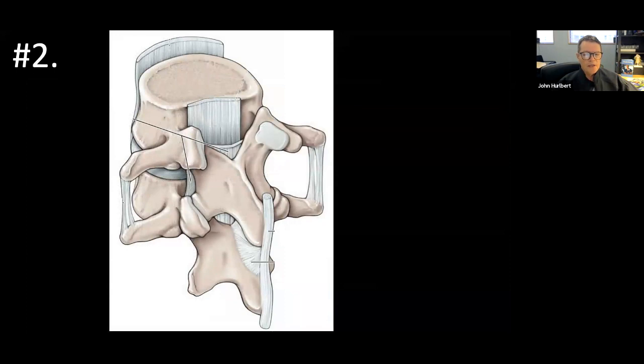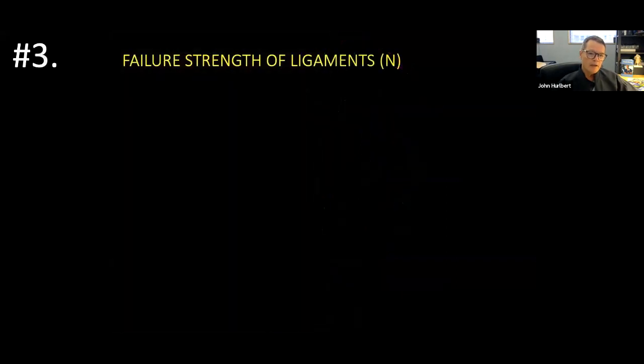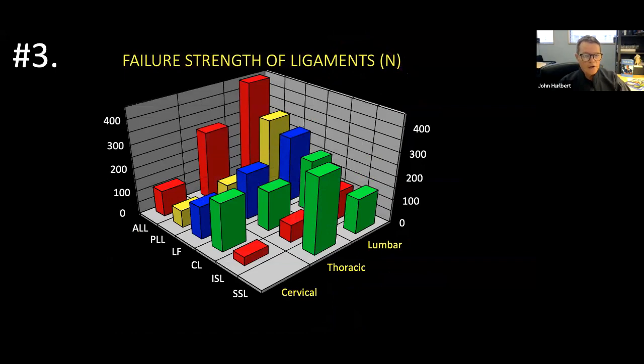Point number 2, ligaments restrict movement between the bones and therefore are a primary determinant of biomechanical properties of the spine and the biomechanical principles that teach us about stability. Ligaments work in concert. Remember that. There's not just one ligament in this motion segment. There are several ligaments. And so that's what determines how our spine moves and how it responds to trauma. Point number 3, some ligaments are stronger than others.